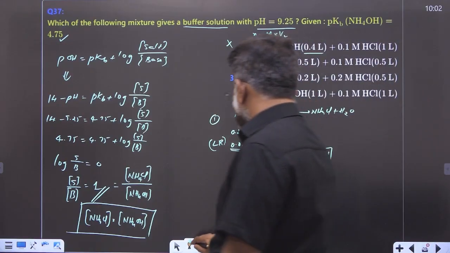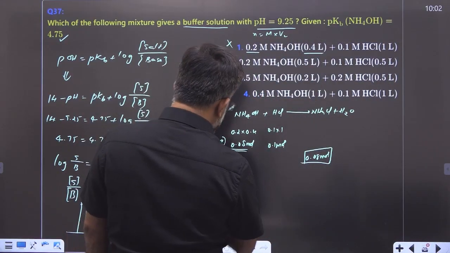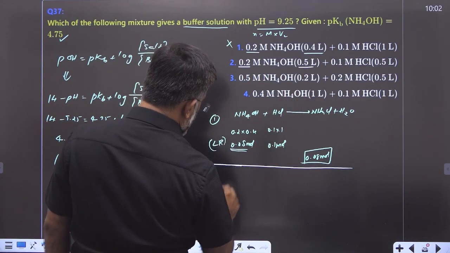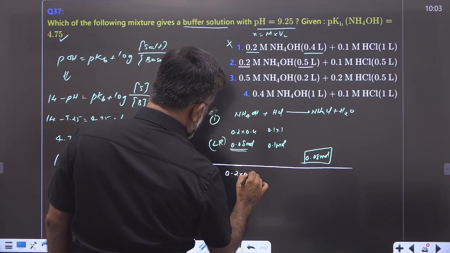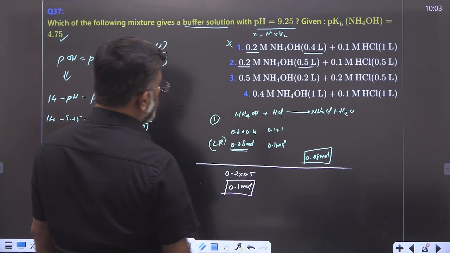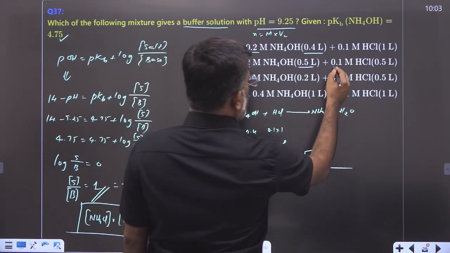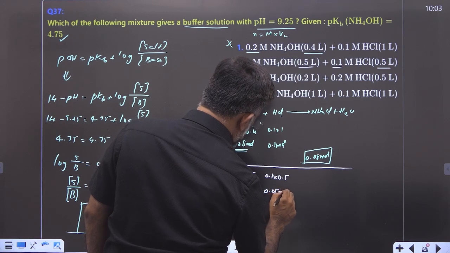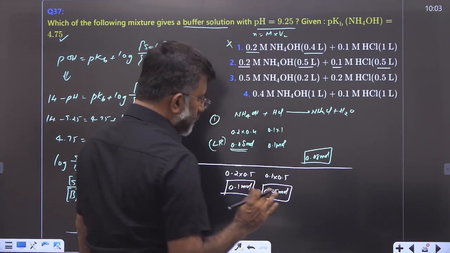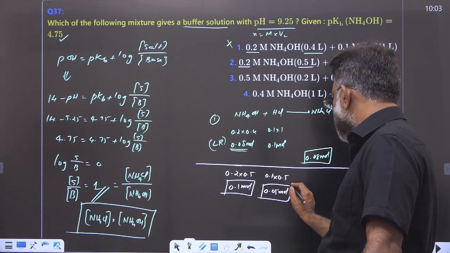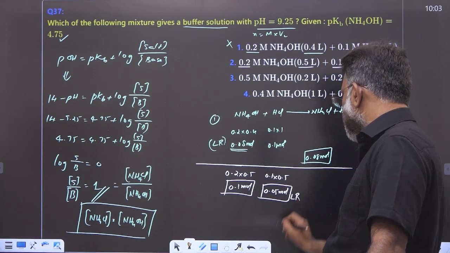Now on to the second choice. How the second choice works, let's see. It is 0.2 molar, 0.5 liter. So it is 0.2 into 0.5, that is 0.1 mole. This is ammonium hydroxide. And here it is 0.1 into 0.5, that is 0.05 mole, that is HCl. This can make a buffer, because here this is the limiting reactant.